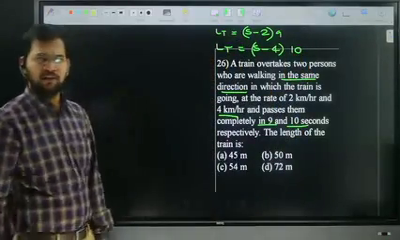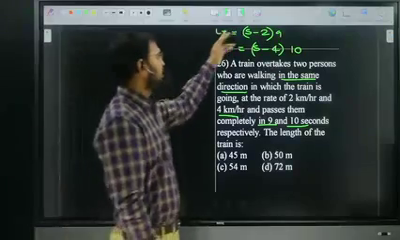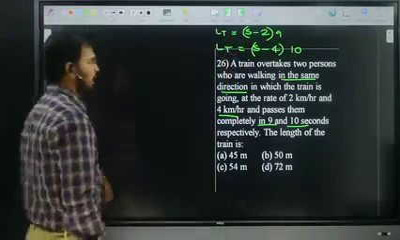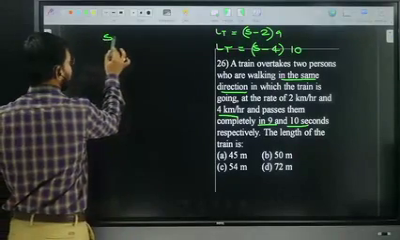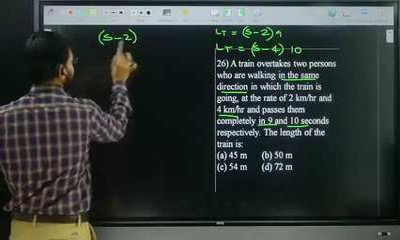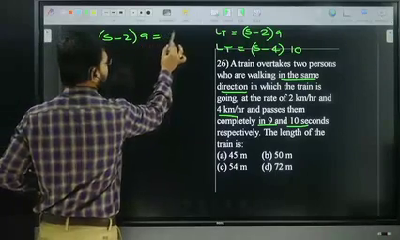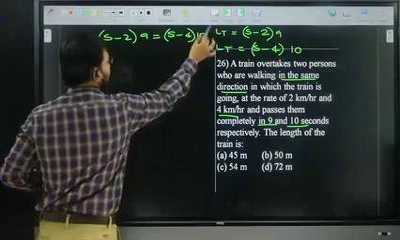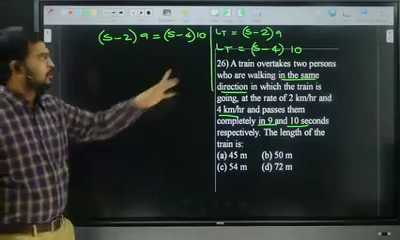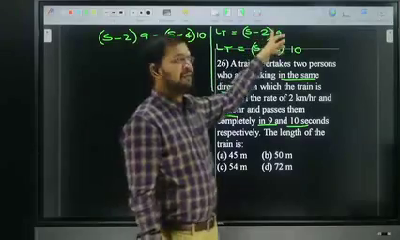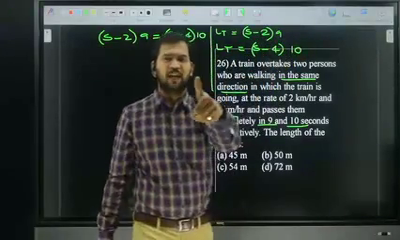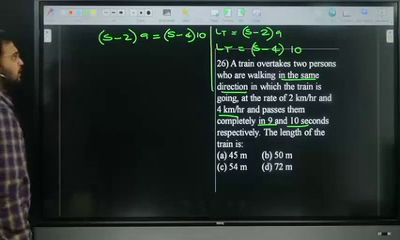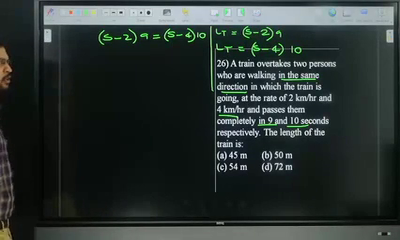All of you understood? If you observe carefully, in both the cases, the length of the train is the same. LHS are the same. That is the reason I am going to equate RHS. S minus 2 into 9 is equal to S minus 4 into 10. All of you accepted? LHS are the same, that is the reason I am equating RHS.